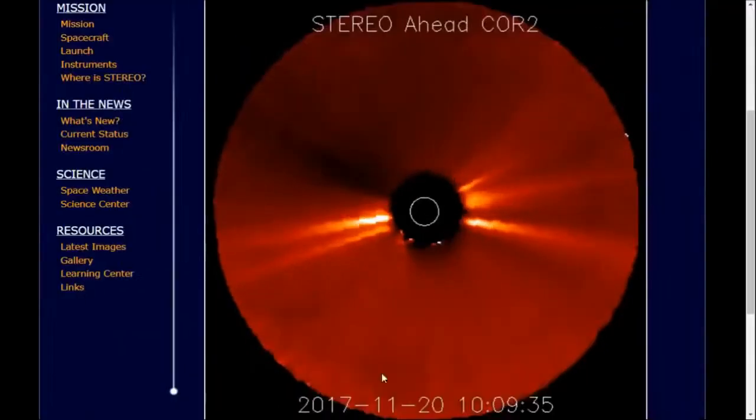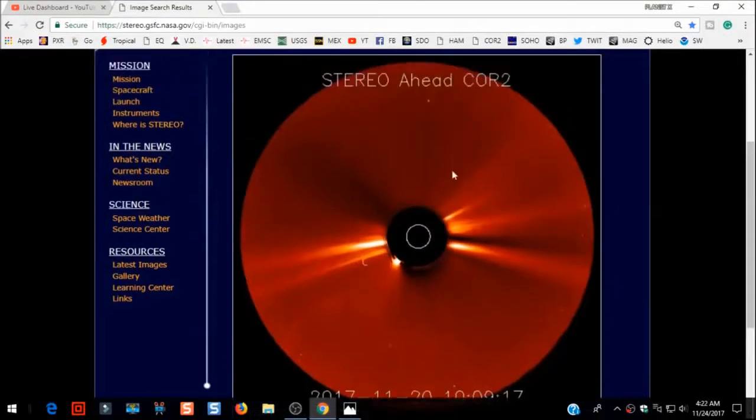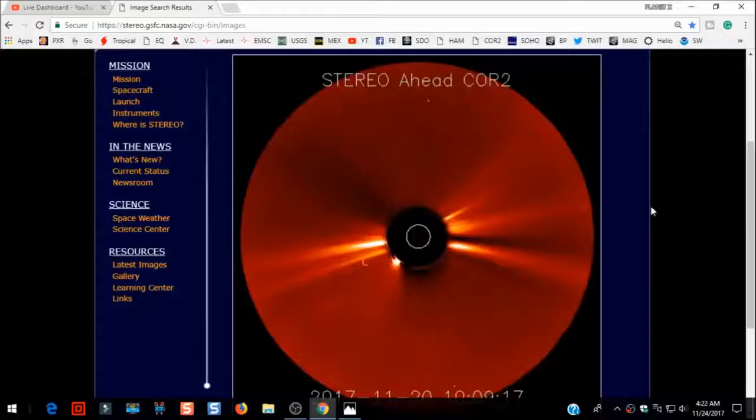So whenever we go back to the actual stereo website, same timestamp, same date, they removed the image. They just flat out removed it. So, you know, it makes you wonder, well, why would they do that? Was there something to cover up? Did we expose a real image of Planet X in the Stereo Ahead Core 2 images from NASA?